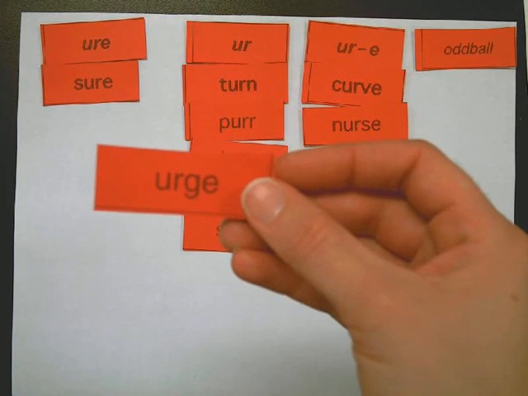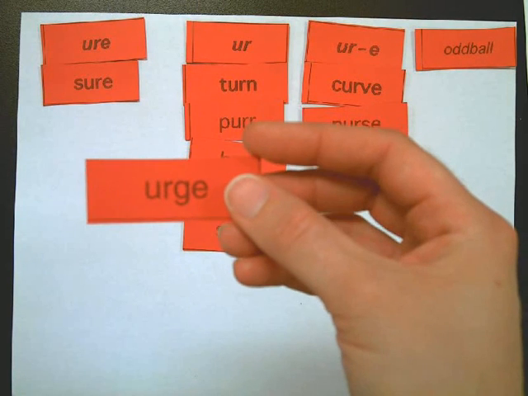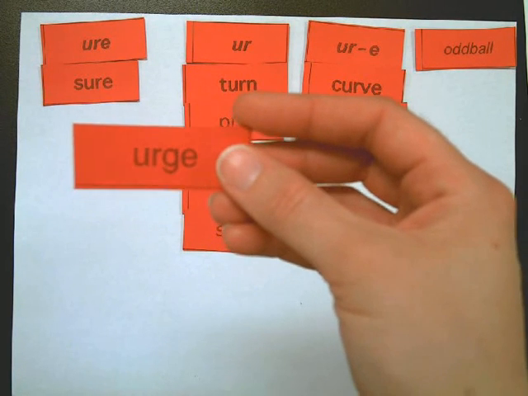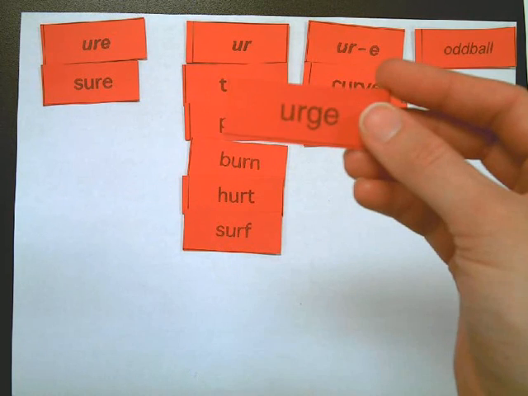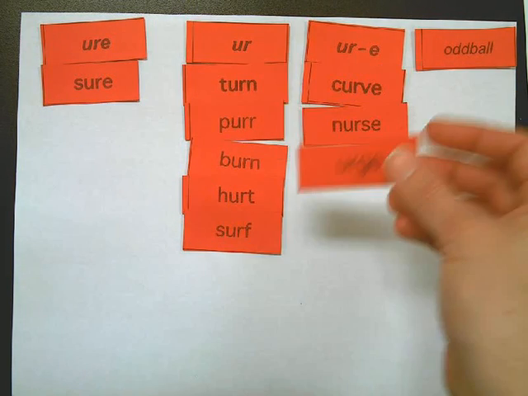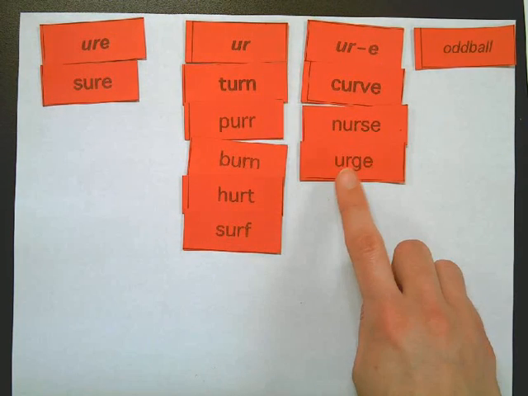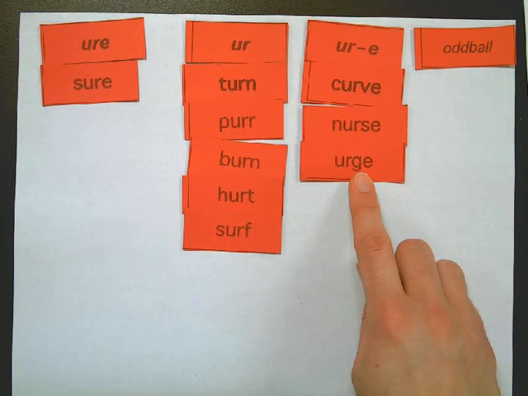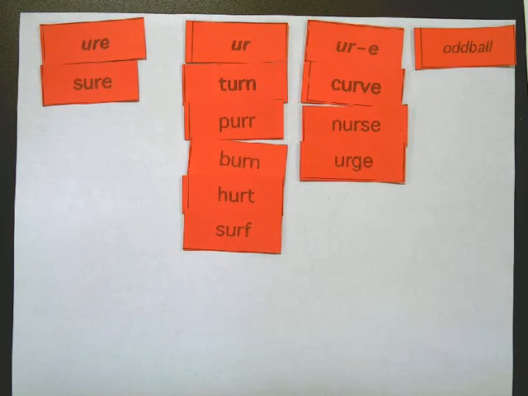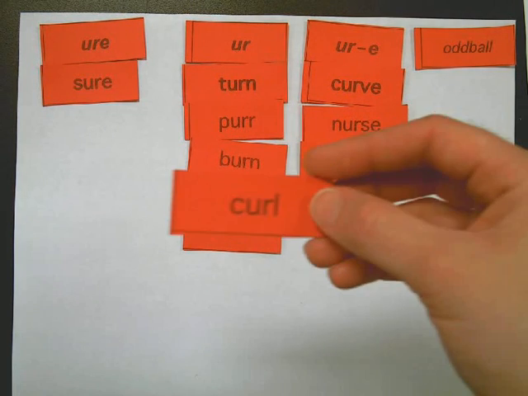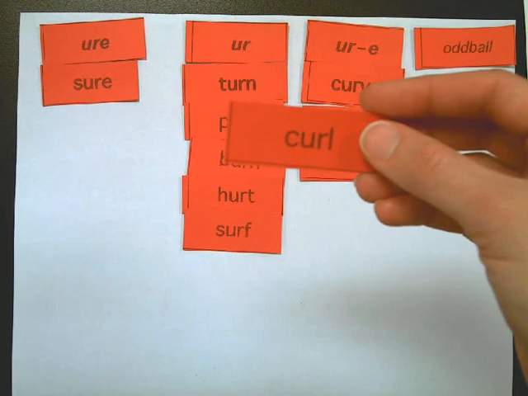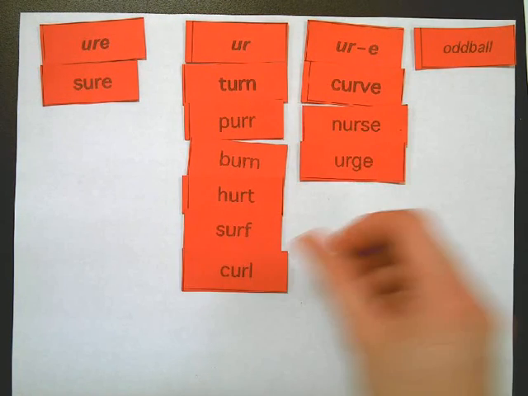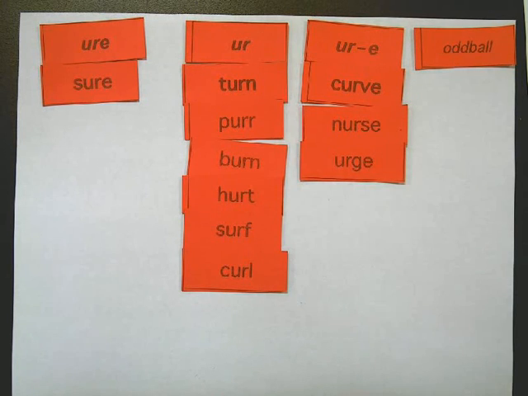This is the word urge, like I urge you to make a good choice, or I beg you, or encourage you to make that good choice. I hear an sound at the beginning of this word, and I notice there's an E at the end of the word, so it's UR consonant E saying like an urge. This is the word curl, like a curl on your hair. I hear that sound, and so I'm going to put it here.